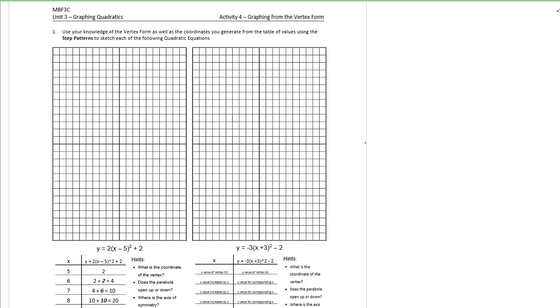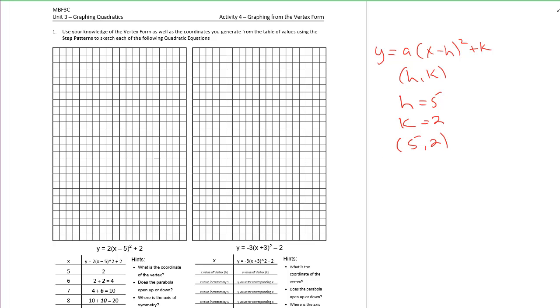Welcome back. In this video, we're going to take a look at Unit 3, Activity 4, graphing from the vertex form, remembering that the vertex form is y equals a(x minus h) squared plus k, where (h, k) is the ordered pair of the vertex. For this first equation, we can see that h is going to equal 5 and k is going to equal 2. That means that the vertex is going to be at (5, 2).